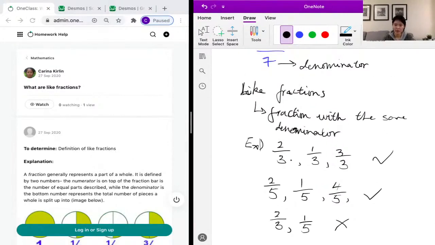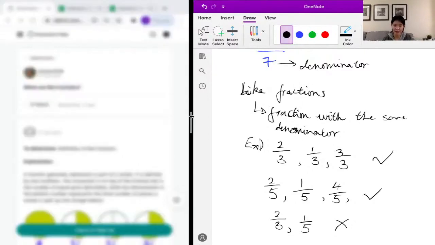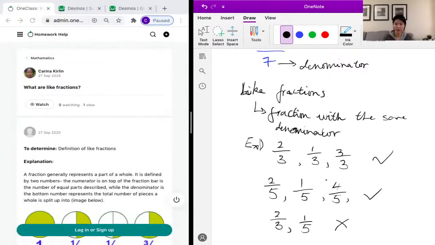When fractions are like fractions, and you're adding them, you can just directly add the numerators. However, when you are adding fractions that are not like fractions, you have to make them like fractions before adding the numerators. And that's basically how you do fraction addition. So they're important for doing fraction addition.